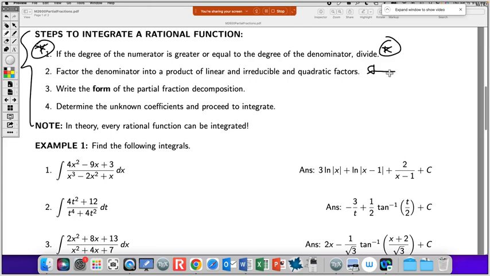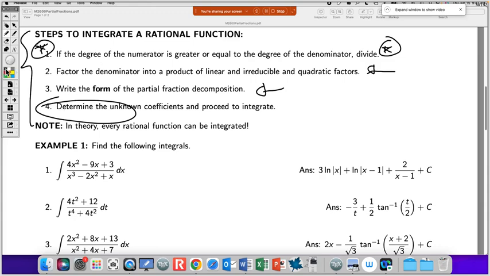Step 1, factor the denominator. Step 2, write down the form of the decomposition. And then we're going to determine the unknown coefficients. And then finally, we'll integrate each piece.